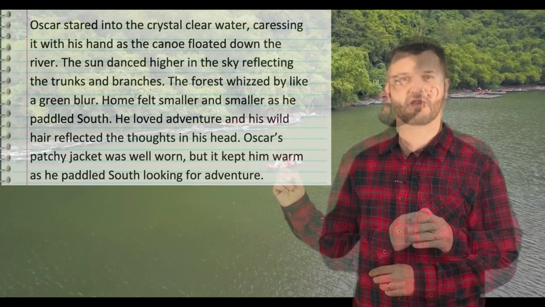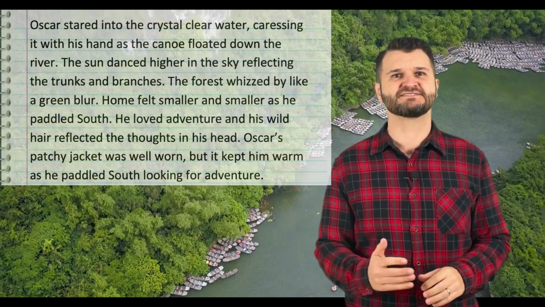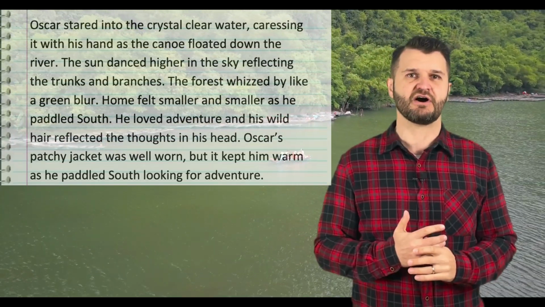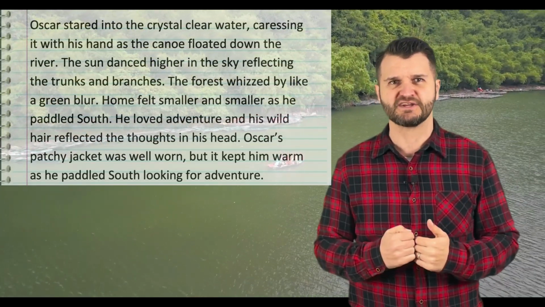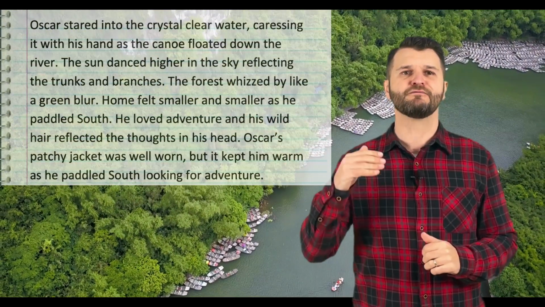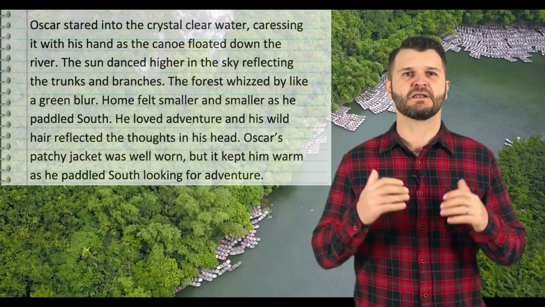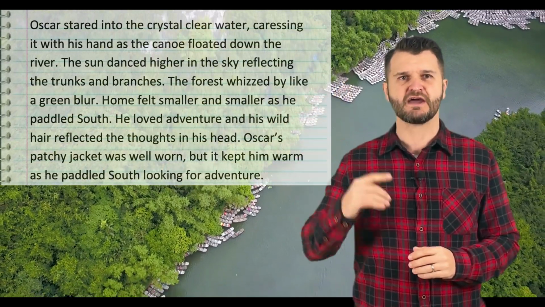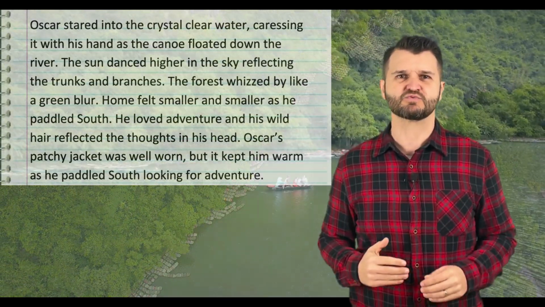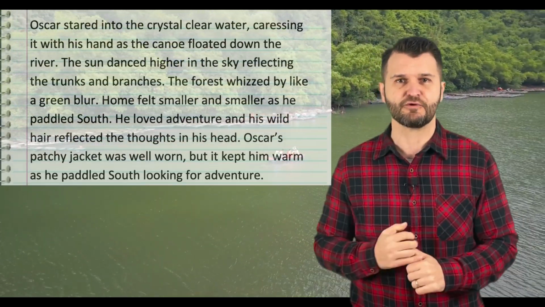Let's check it out. Oscar stared into the crystal clear water, caressing it with his hand as the canoe floated down the river. The sun danced higher in the sky, reflecting the trunks and branches. The forest whizzed by like a green blur. Home felt smaller and smaller as Oscar paddled south. He loved adventure, and his wild hair reflected the thoughts in his head. Oscar's patchy jacket was well worn, but it kept him warm as he paddled south, looking for adventure.